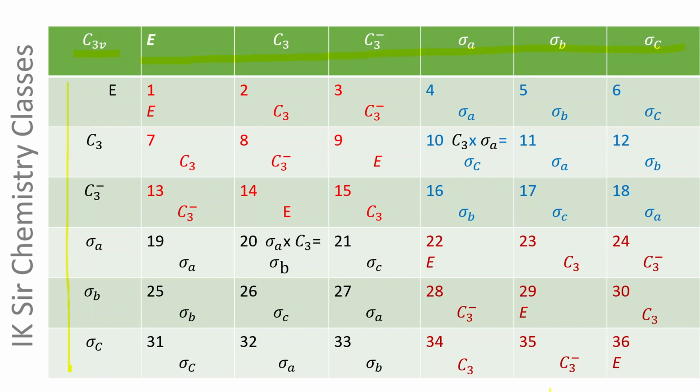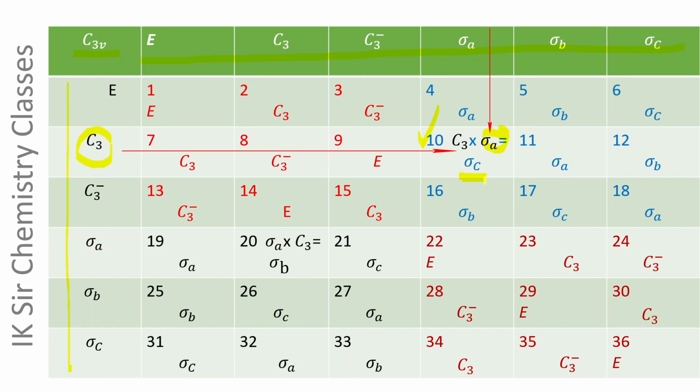There are 36 places in this multiplication table whose entries represent the product. Let us consider the entry at position number 10. It is nothing but C3 multiplied by sigma A, and the product is sigma C. C3 multiplied by sigma A is equal to sigma C. It can be derived easily.